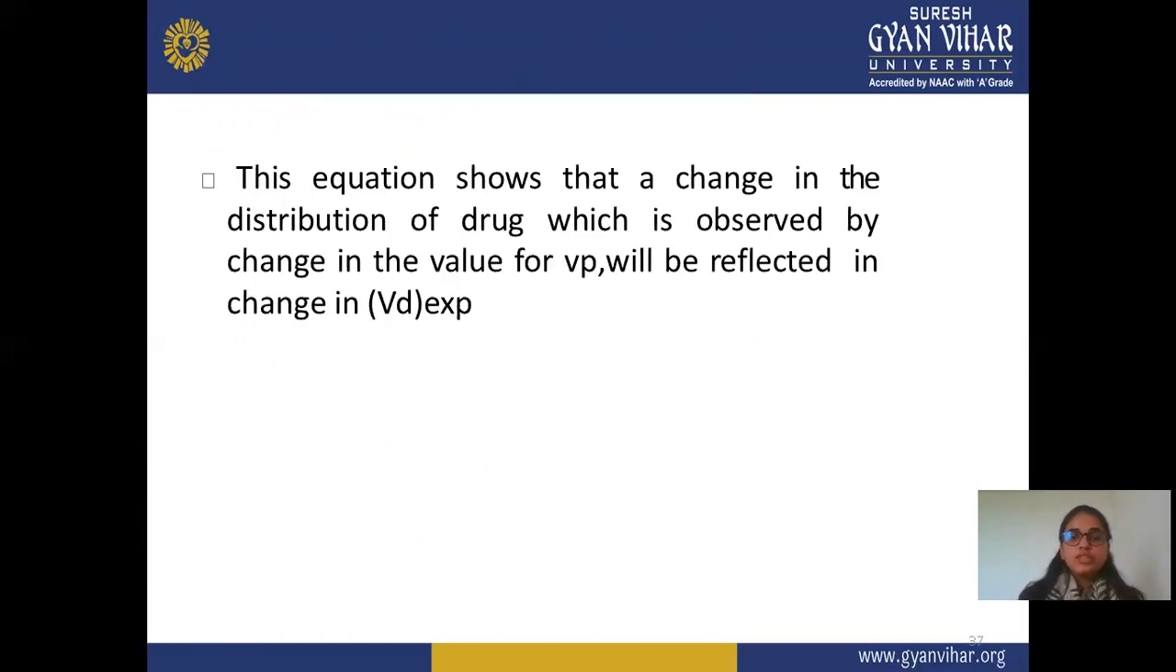The equation shows that a change in the distribution of a drug is observed as a change in the value of Bp. When the Bp value changes, the distribution of that particular drug also changes, and we get a different equation for the distribution of a drug. This reflects a change in volume of distribution, that is Vd, in exponential form.